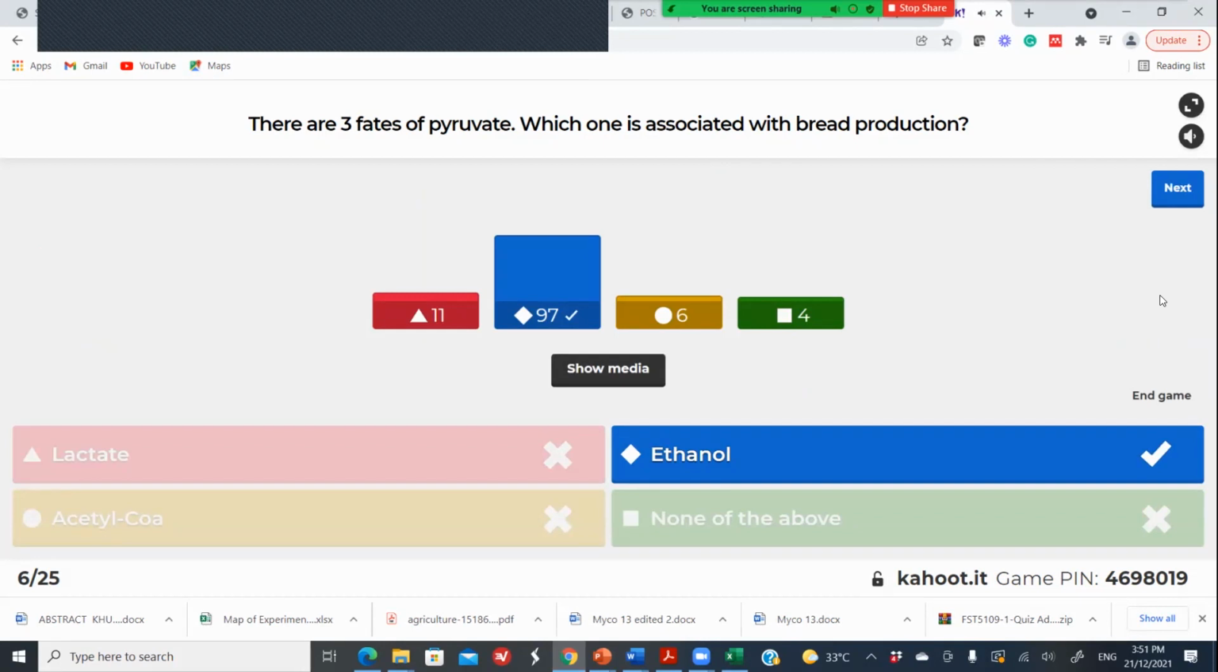Okay, the yeast in the bread, the final product is actually ethanol. So we Muslims can consume the bread because the ethanol will be burned off during the baking of the bread.